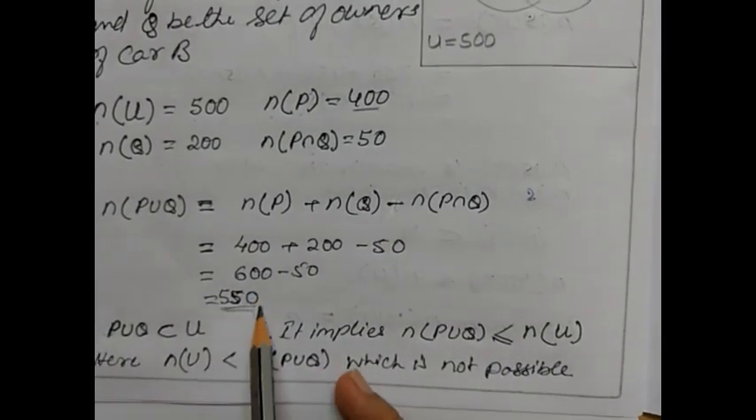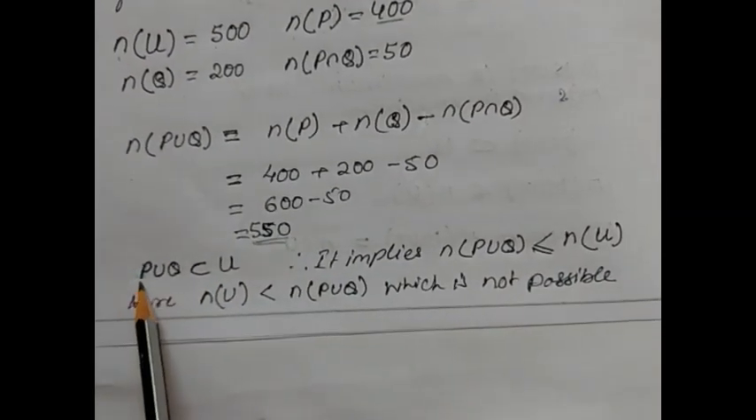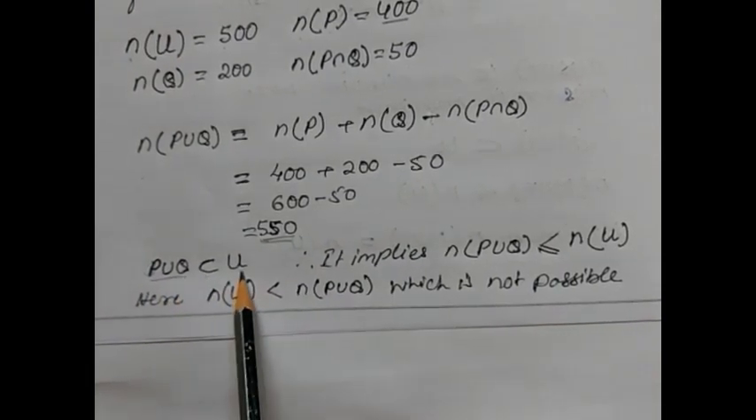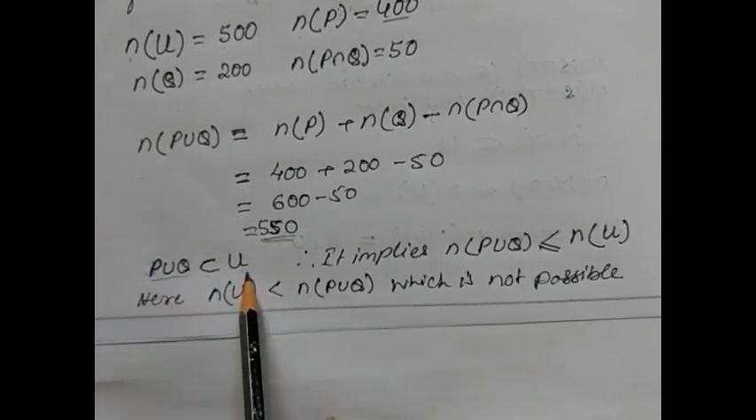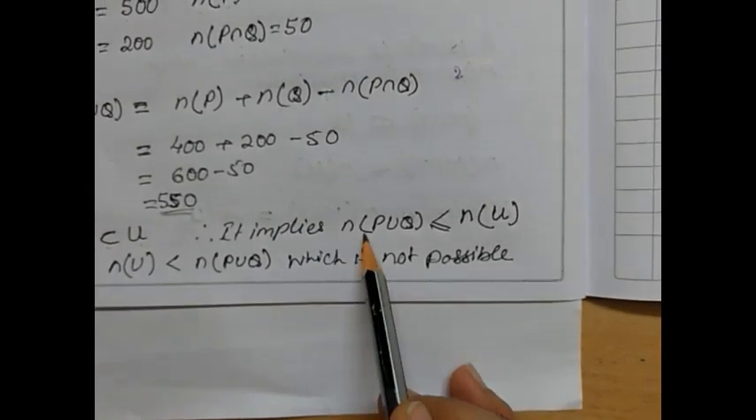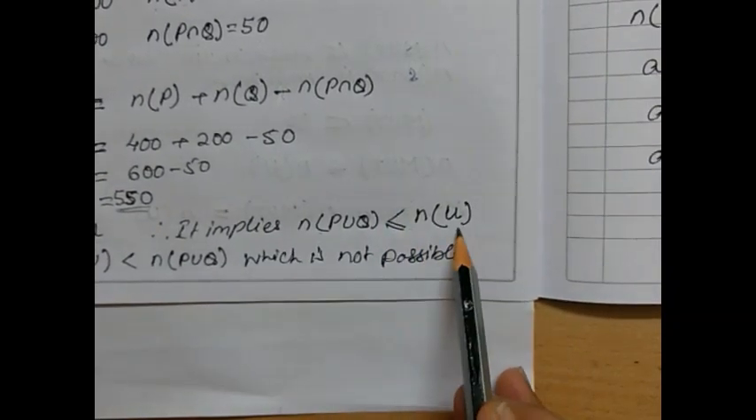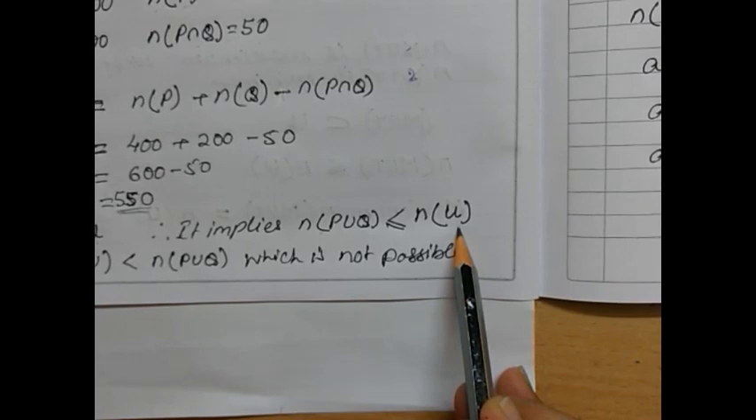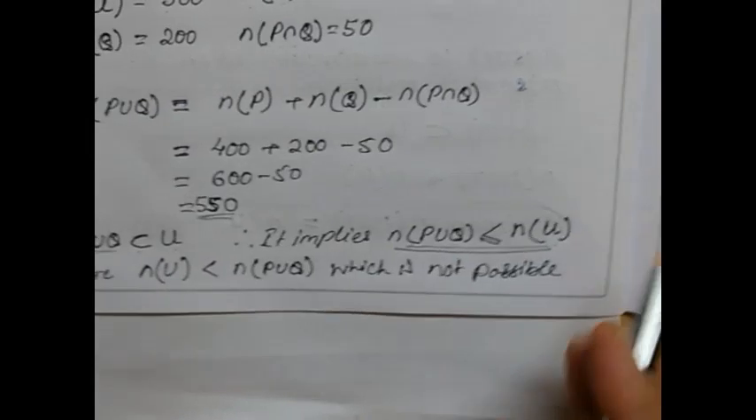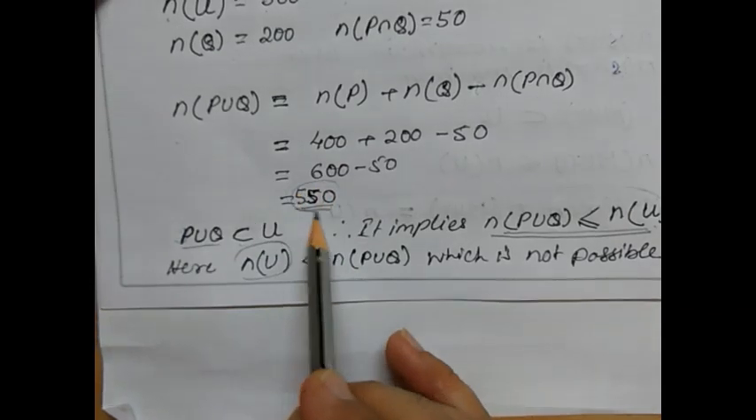So when we get 550, we know very well that the union of the two sets is a subset of a universal set. It means that the number of elements of both the sets in the union will always be less than or equal to the number of elements present in the universal set. Isn't it? So when this is the problem, the cardinal, or the number of elements present here, we said is 550.